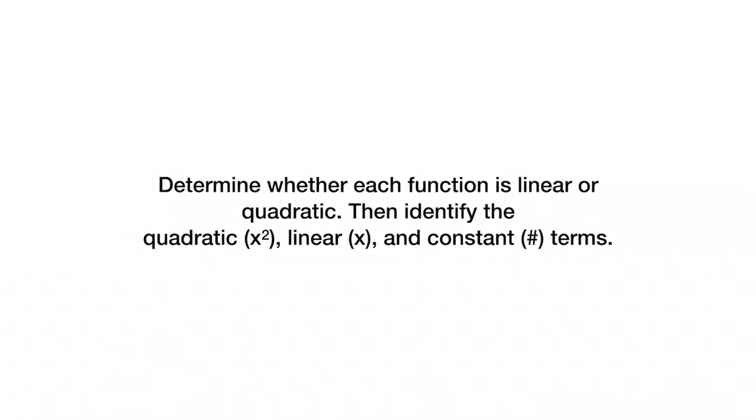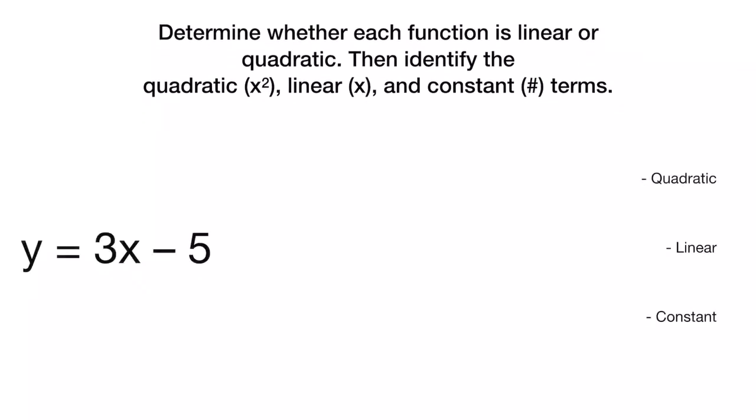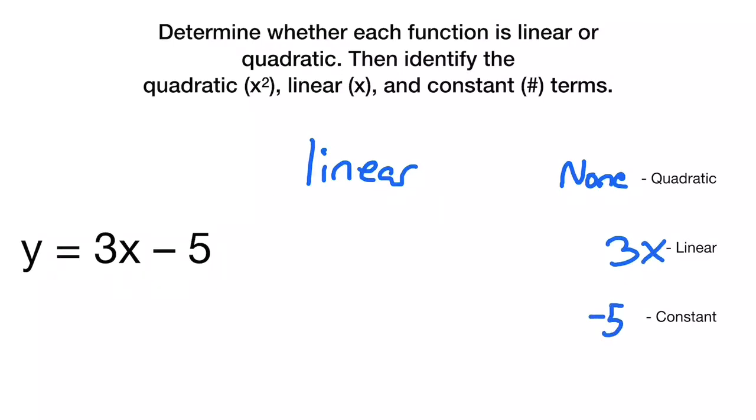First, what we're going to do is determine whether each function is linear or quadratic, then identify the quadratic, linear, and constant terms. So here's our first term. Y equals 3x minus 5. In this case, because there is no x squared, it is a linear function, which means there are no quadratic terms. Now our linear term in this case would be the 3x, and our constant would be the negative 5.